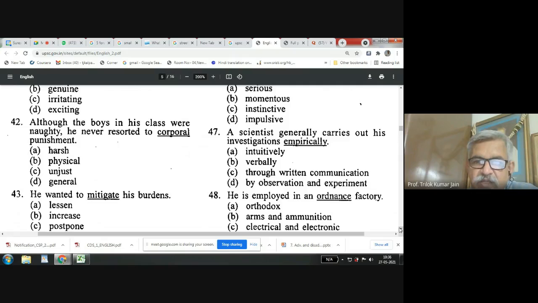47. A scientist generally carries out his investigations empirically. A cannot be possible. B, verbally, is not possible. C, through written communication, no. D is the correct answer, by observation and experiments.